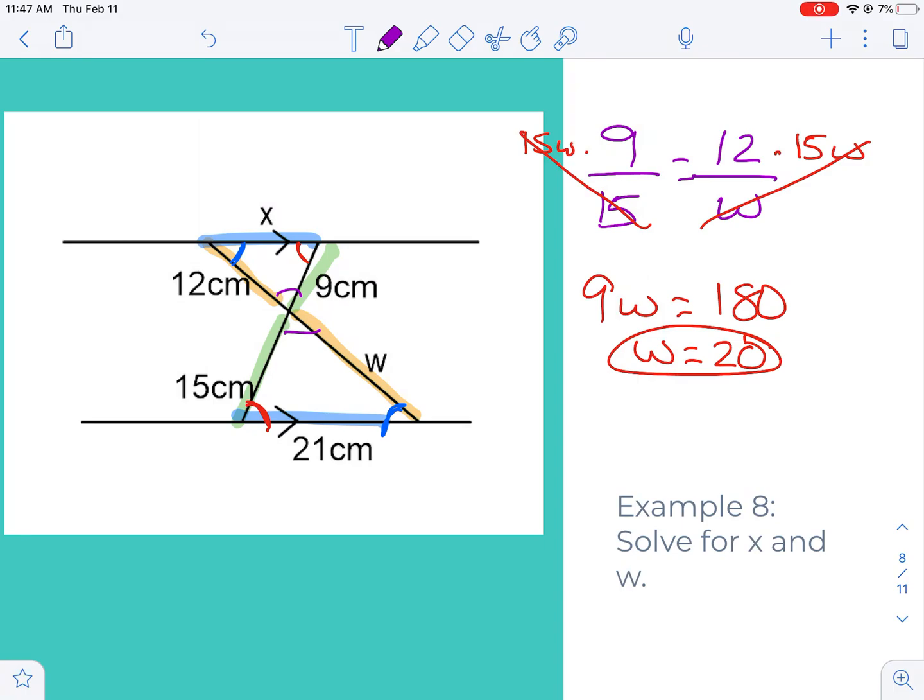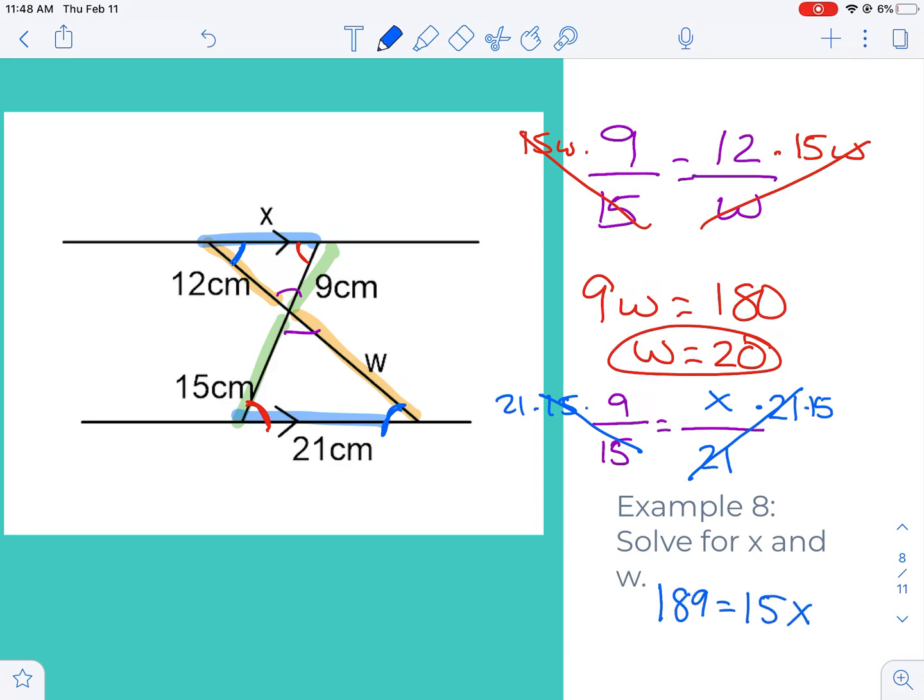I'll repeat that same process to solve for x now. We've got 9 to 15 equals the same thing as x and 9 are in the same triangle, 21 and 15 are in the same triangle. I'm going to multiply by my denominators on both sides. 21 divides out, 15 divides out, and I get 21 times 9, 189 equals 15x divided by 15, and I get 12.6 for x.